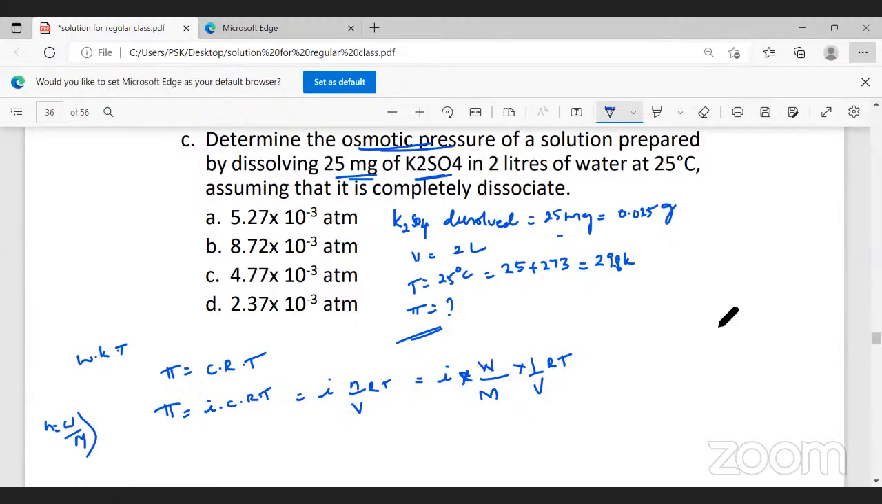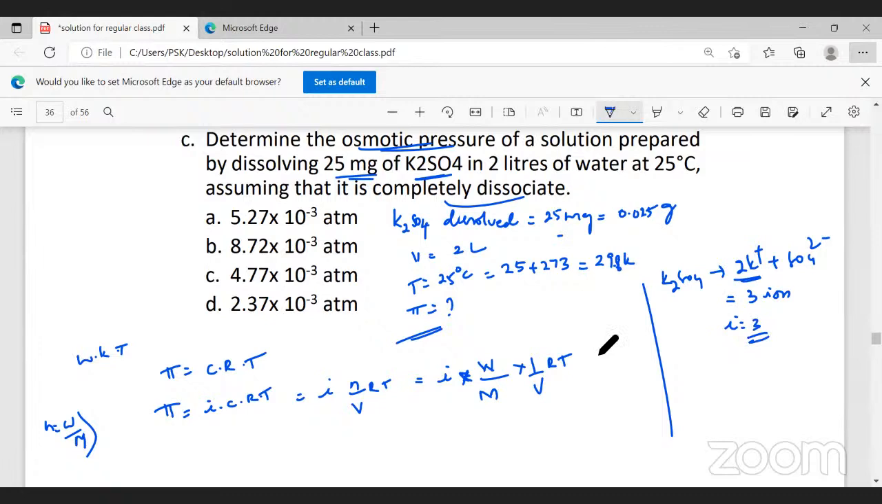Now you understand this. What is i? This K2SO4, it says, completely dissociates. It will dissociate to form 2K plus and SO4 2 minus. It gives you how many ions? 3 ions: 2 K plus and 1 sulfate ion. Therefore, i is 3. The number of ions produced is i. And also you should know the molecular mass of potassium sulfate, which is 174 gram per mole.